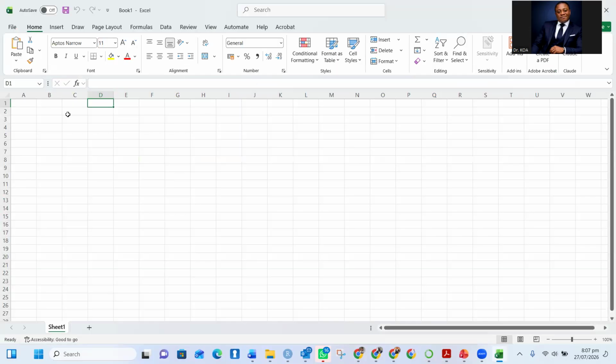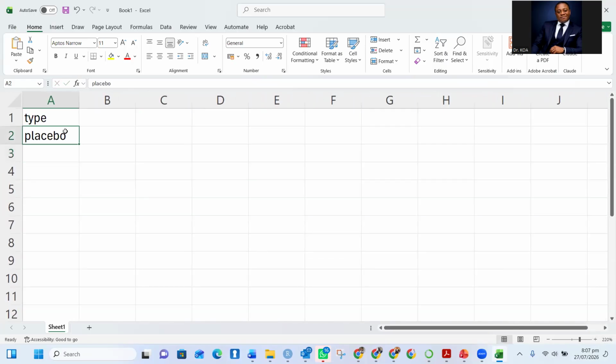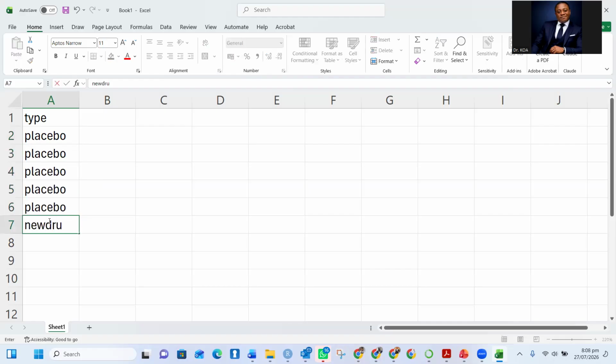I'm going to type it here. At the first column, I'm using type, all small letters, always use all small letters. Then under the type: placebo, placebo, placebo, placebo, like I'm doing. I can click here and drag it for the first 5, so that placebo becomes 5 times. Then the next, type new drag, all one word, new drag, new drag. Remember that the placebo comes first, the new drag follows. That one too is 5.